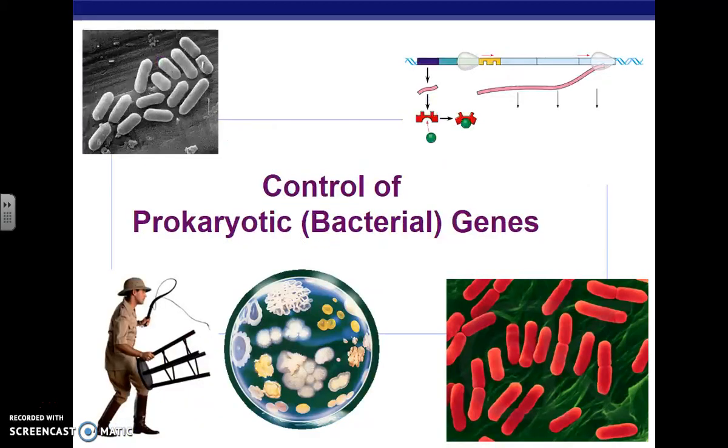Okay, so we're switching gears a little bit now, and we're entering a part of this unit that's about how genes are controlled, so how genes are turned on and off. We're first going to look at this process in prokaryotes, and then we're going to look at this process in eukaryotes. In eukaryotes, it's much, much more complicated. So first, we're going to look at how prokaryotes, or bacteria, as we see here, control their gene expression.